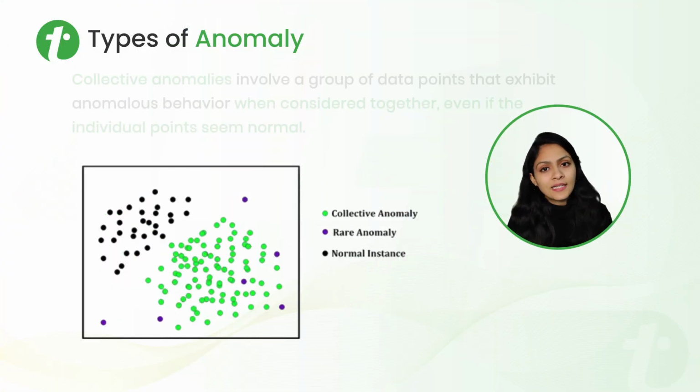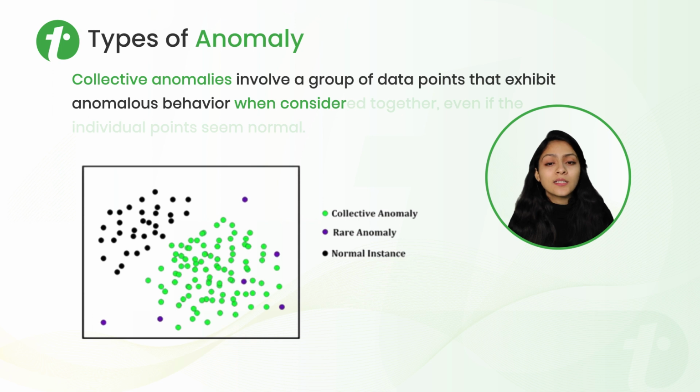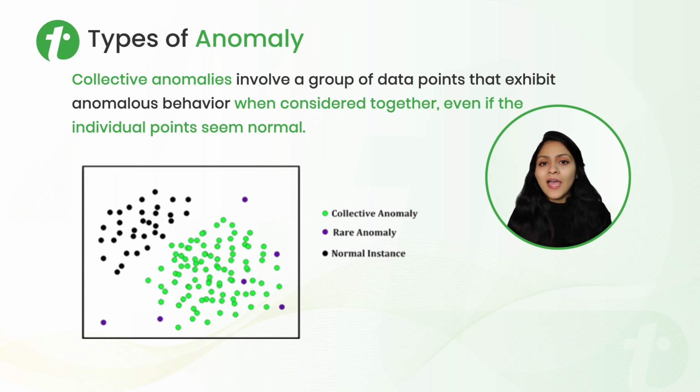Now, the next type is collective anomalies. Collective anomalies involve a group of data points that exhibit anomalous behavior when they are considered together, even if the individual points seem normal. Let's understand this with an example. Let's say we have a lab and we have many computers in that lab. If a single computer suddenly shuts down, then that can be considered normal. But if all the computer systems shut down simultaneously, then that must be an anomaly, as it can be any kind of cyber attack or power station shutdown.